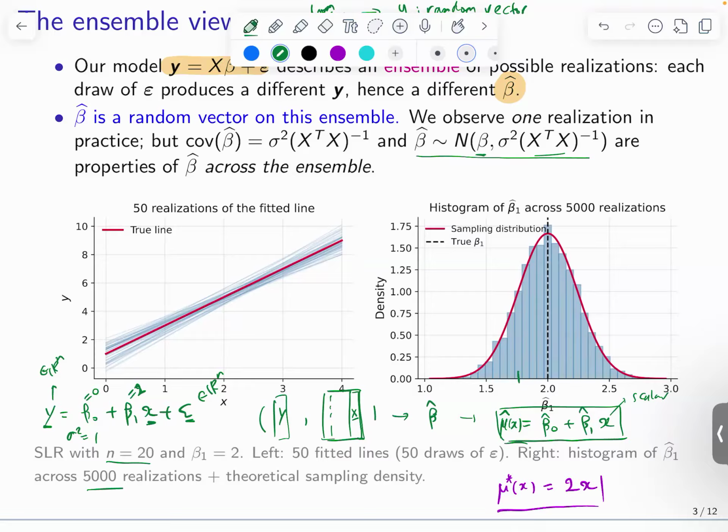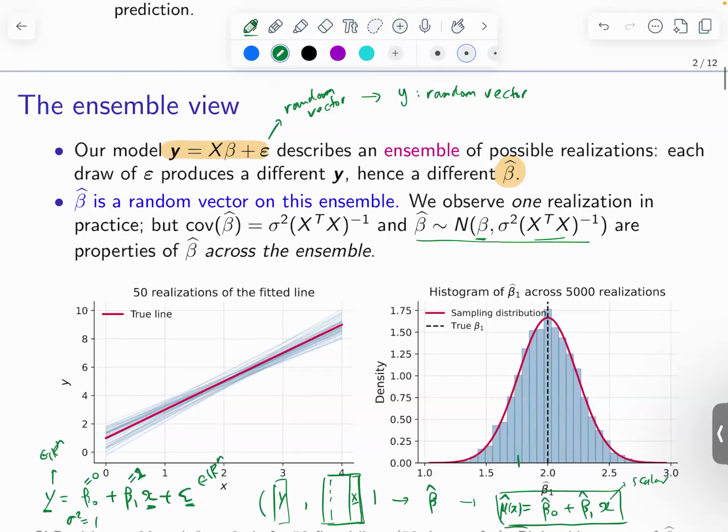Okay, makes sense so far? In fact, what we are working with is not 50 realizations or 5,000 realizations. We are working with infinitely many. These live in the abstract space where you have infinitely many realizations. So this distribution is for the case that you're looking at the ensemble of infinitely many realizations that can be generated from the model. And then in practice, you can approximate it by many realizations, not infinitely many.